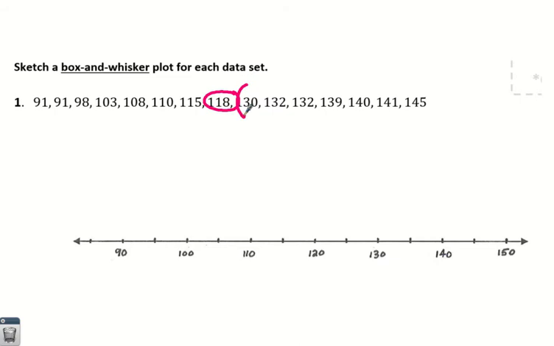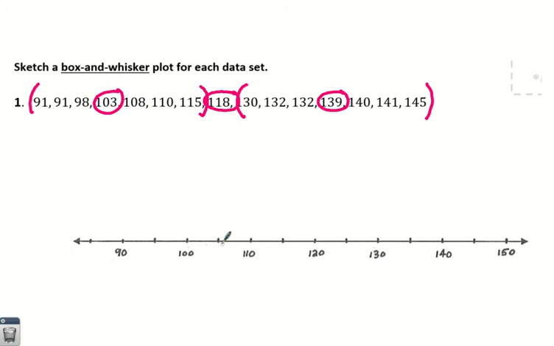So here's my upper half. And if there's 7, that means there's going to be 1, 2, 3, the actual upper median, and then 1, 2, 3. Same thing in the lower half: 1, 2, 3, and then that guy, and then 1, 2, 3. So there we go, people. There it is. So the lower median is 103.